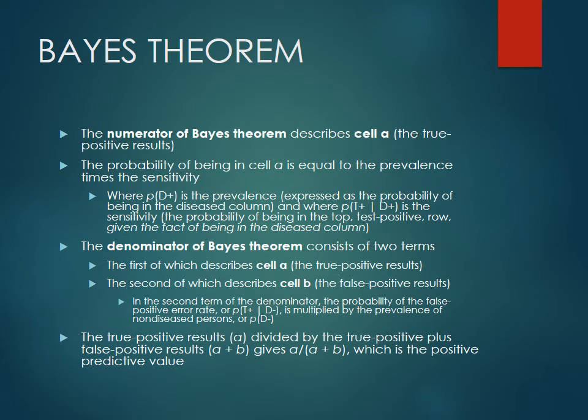So looking at the numerator, again, remember, go back to that 2x2 contingency table that we had where basically you had patients who either had a positive test result or negative test result, and then they had the disease or they didn't, right? So cell A would be those that had a positive test and truly had disease, or your true positives. And then you had your false positives, you had your false negatives, and then you have your true negatives, right?